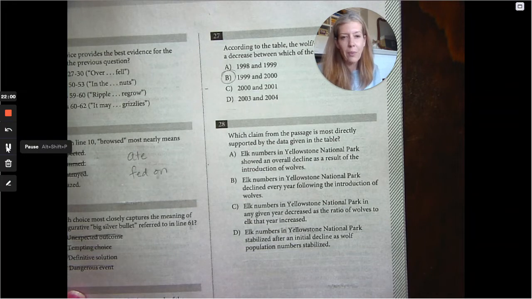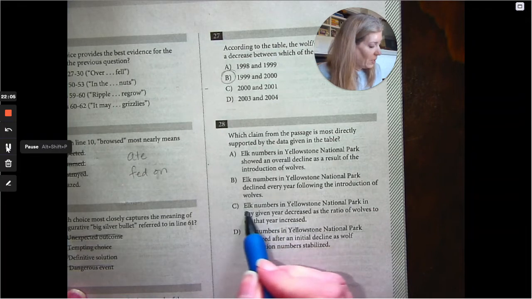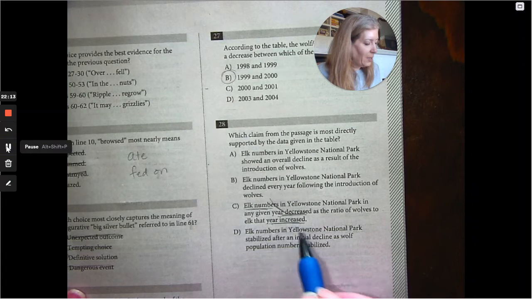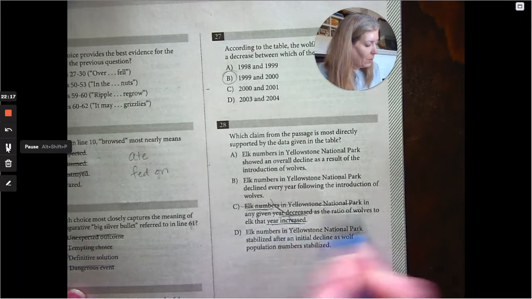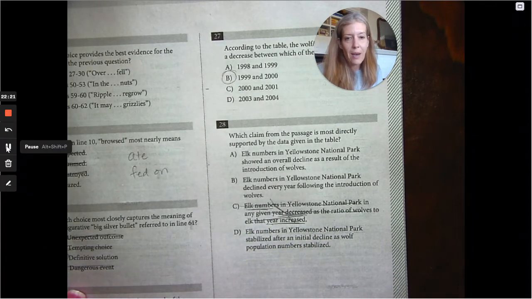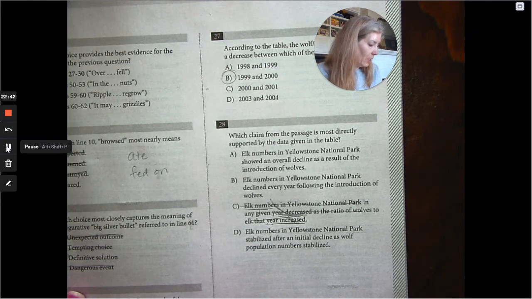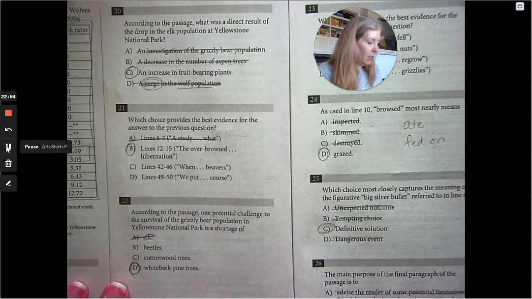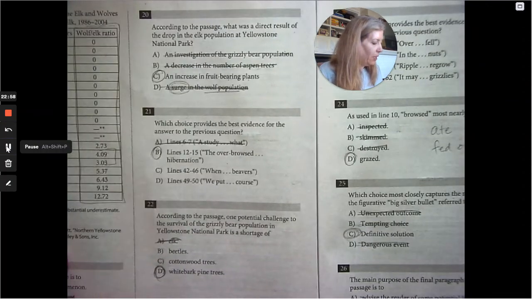No, that's not plausible. I reread that last part. Okay, they're saying elk numbers decreased as the ratio of wolves to elk increased. This number cannot decrease while this number is increasing, and it's about elk, so no. Elk numbers in Yellowstone National Park stabilized after an initial decline as wolf population numbers stabilized. Okay, so if the wolf numbers are stabilizing, elk numbers are still decreasing though. That's just what I'm thinking. Okay, so what are we looking at? Elk numbers showed an overall decline as a result of the introduction of wolves. That's very plausible. If I was running out of time, I would probably just choose that one because that just makes sense.